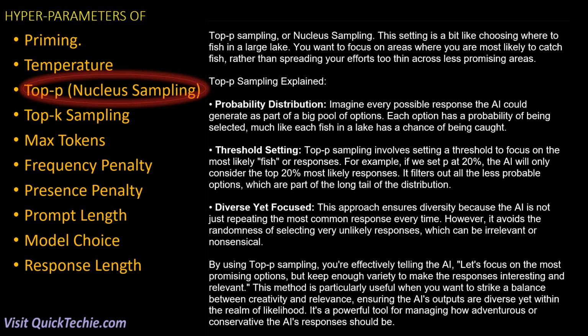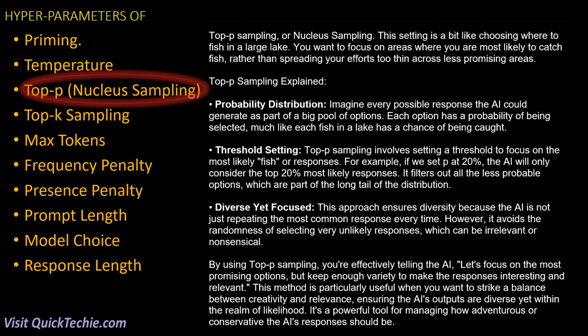By using Top P sampling, you're effectively telling the AI, let's focus on the most promising options, but keep enough variety to make the responses interesting and relevant. This method is particularly useful when you want to strike a balance between creativity and relevance, ensuring the AI's outputs are diverse yet within the realm of likelihood.